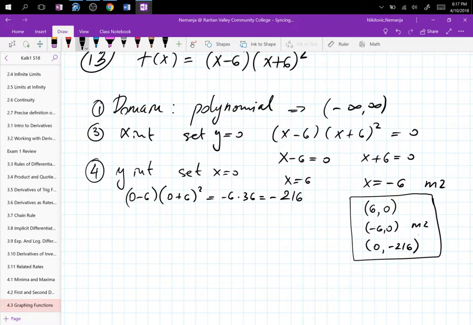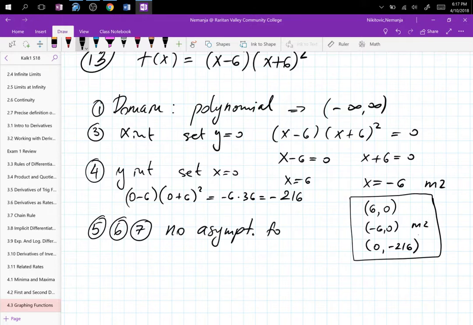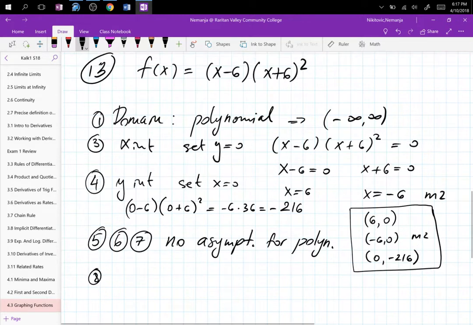All right, number 5, number 6, number 7, no asymptotes for polynomials. That should be clear. No asymptotes of any kind for polynomials. And then we have number 8, which is the first derivative.